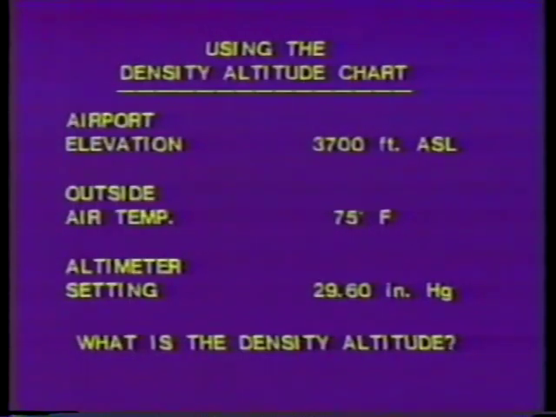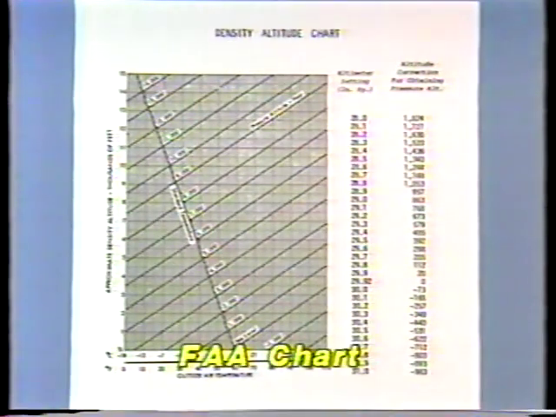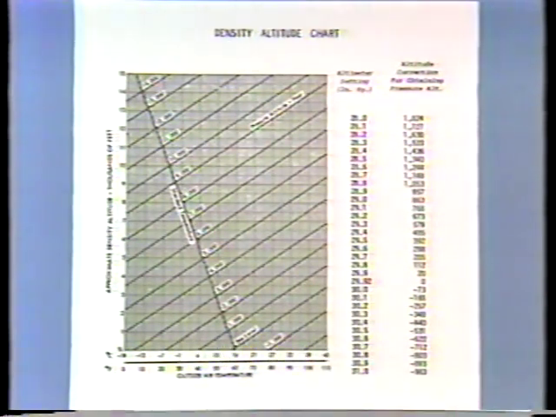Let's do one more. Suppose the elevation at the airport is 3,700 feet and the outside temperature is 75 degrees Fahrenheit. The barometric pressure is 29.60 inches of mercury. Using this information and the chart on the screen, what is the density altitude?